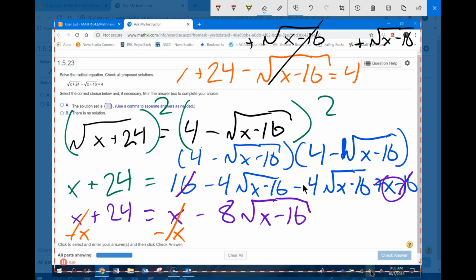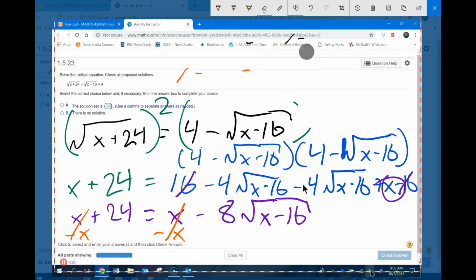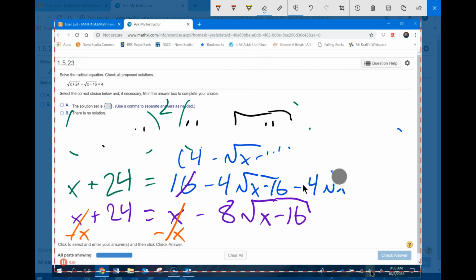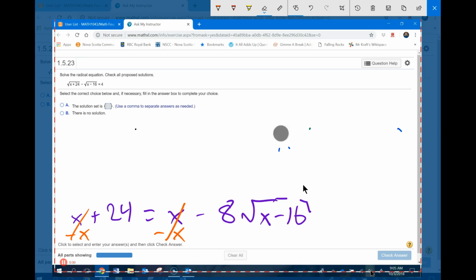Let me make some room now. Let me do the large eraser. It's a large eraser day. There we go. I get my pen working now. There we go. So this is gone.